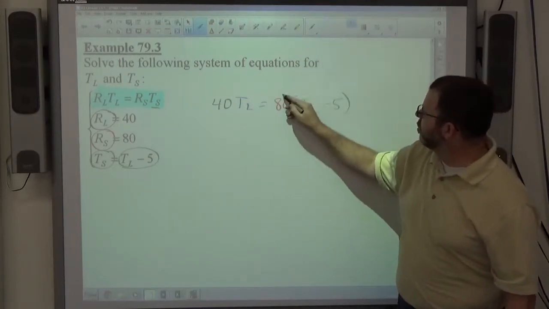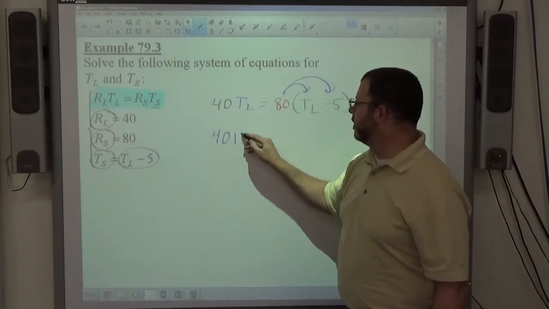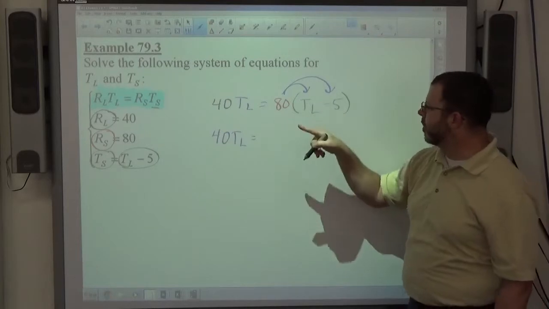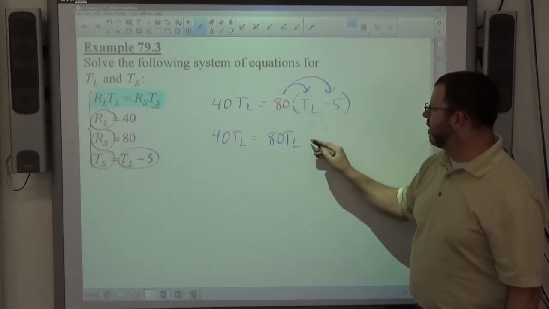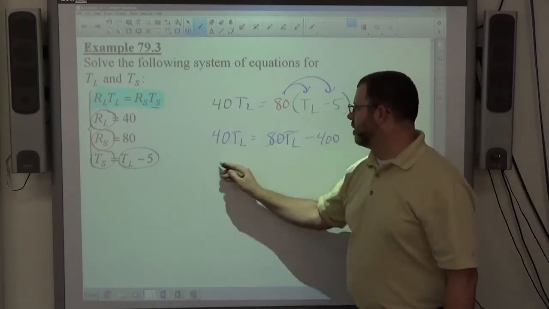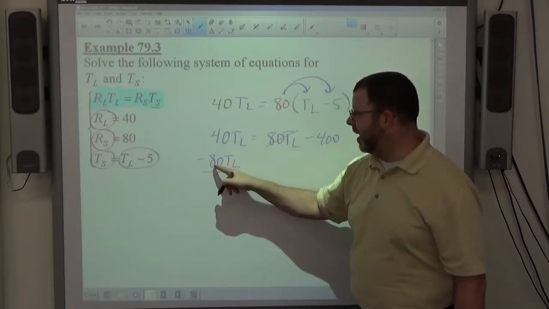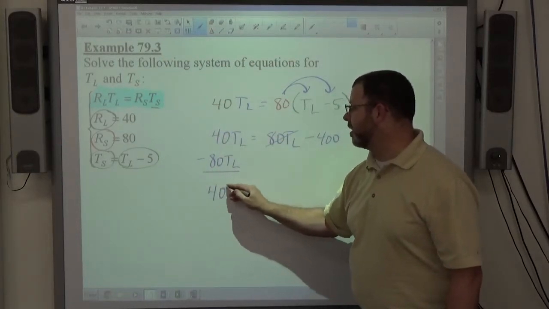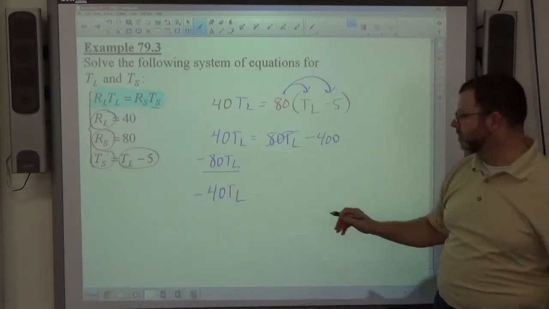If I were to distribute, I get 40 t sub L on the left, nothing happens during the distribution step on the left, 80 times t sub L, 80 times minus 5. I would probably move the 80 t sub L to the left. Notice it becomes negative 80. 40 minus 80 makes negative 40. Subtraction because the signs are different. Negative because 80 is bigger.